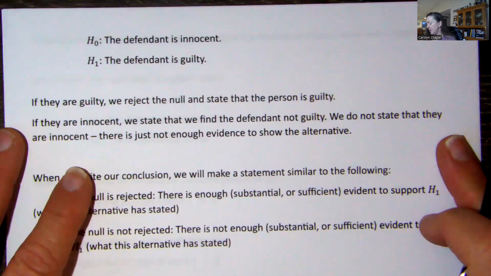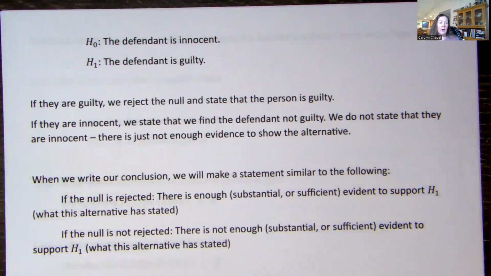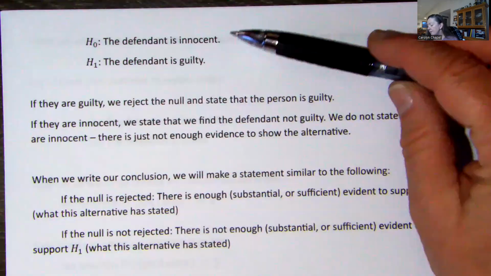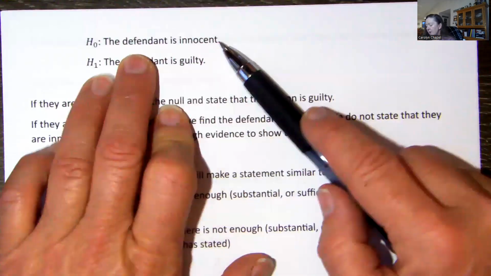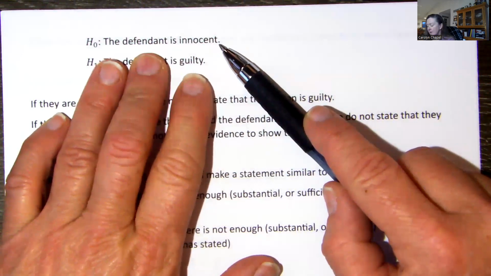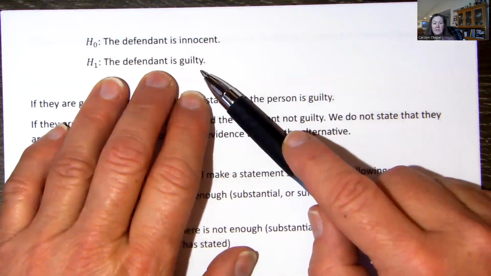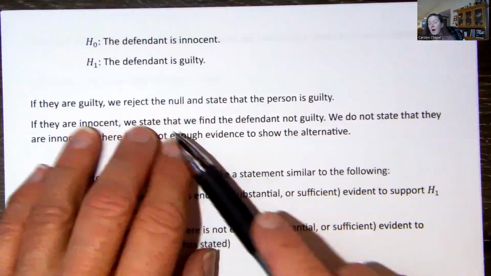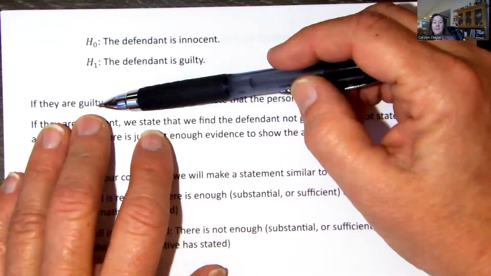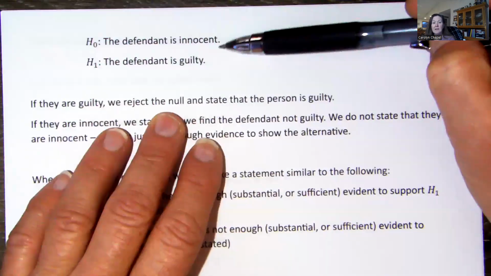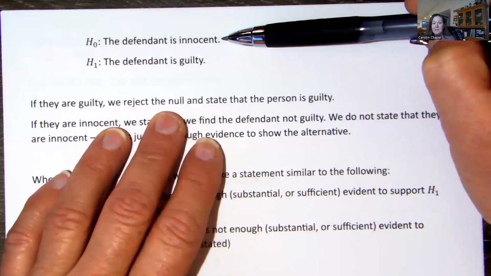All right, so for example, and this one I like to use a lot because it is the way our American system works: the defendant is innocent, and we are assumed innocent until we can be proven guilty. So notice that here's our assumption, the defendant is innocent, versus the alternative, the defendant is guilty. Now, these are two things that happen every day in court. And if they're found guilty, then we reject this null and we state that the person is guilty. So we reject this. He's not innocent.